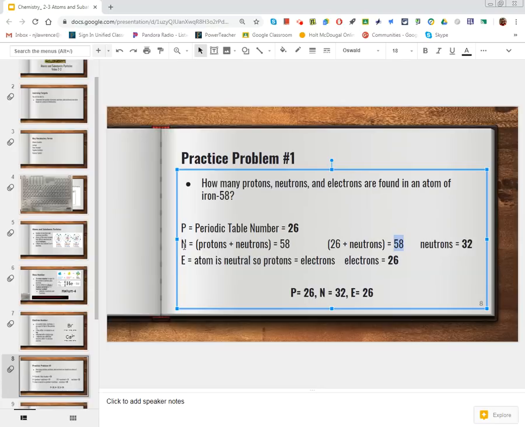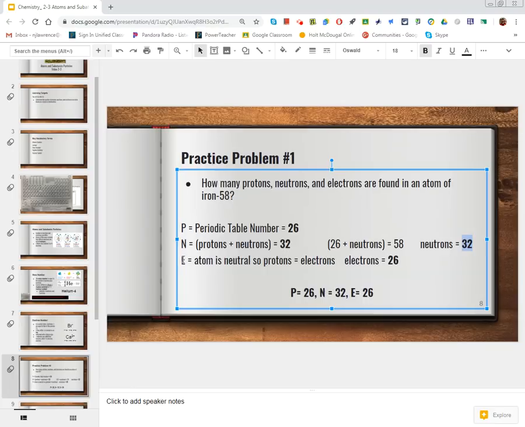In order to come up with the number of neutrons, I have to do a little math. I have 26 protons. I need to find out this unknown value of neutrons, and whatever that number is, it needs to add up to 58. So all I do is simply take 58 minus 26, and I come up with 32 neutrons. So again, the neutrons is just 32.